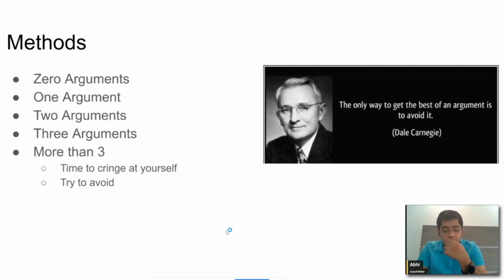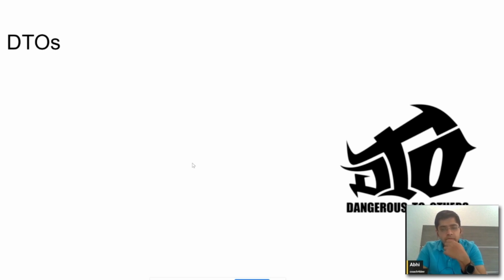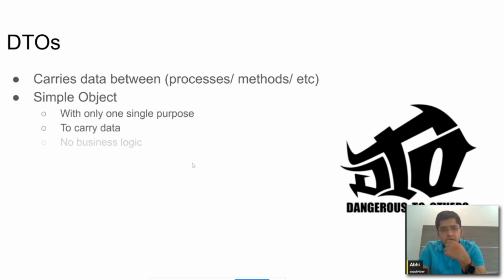Or if everything is interconnected and you still need those, maybe it's time to use your DTOs. DTOs are small classes where you pass in all the variable names and club them together in a single class. All the class members will hold the values which you need, and everything can be passed in as one single object instead of passing in 10 different variables. So DTOs carry data between processes, methods, etc. It's a simple object with only one single purpose, to carry data, no business logic.